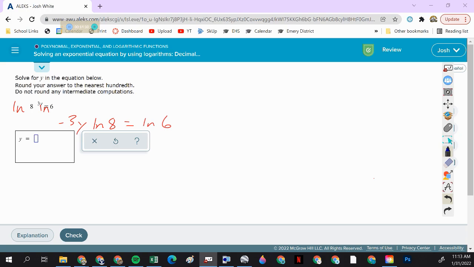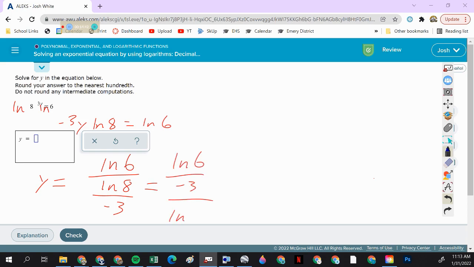So here are the three possibilities. ln 6 divided by ln 8, divided by negative 3. That is exactly the same thing as the ln of 6 divided by negative 3, divided by the ln of 8. Or you could do this: divide them both, negative 3 ln 8. All three of those will give you the exact same answer.